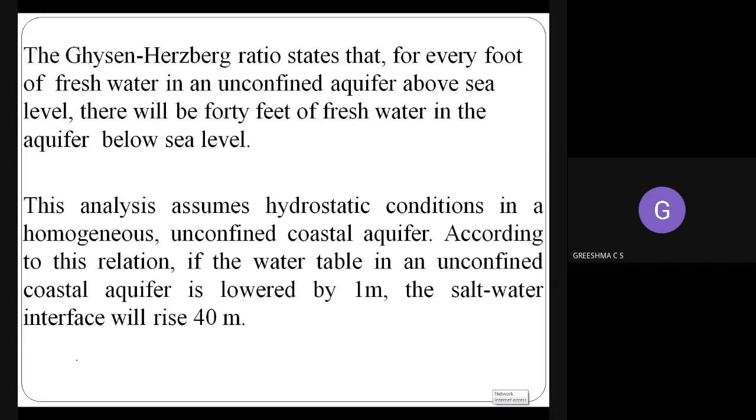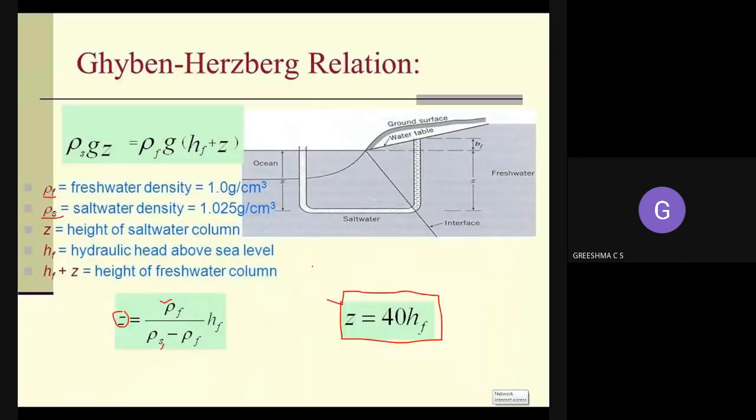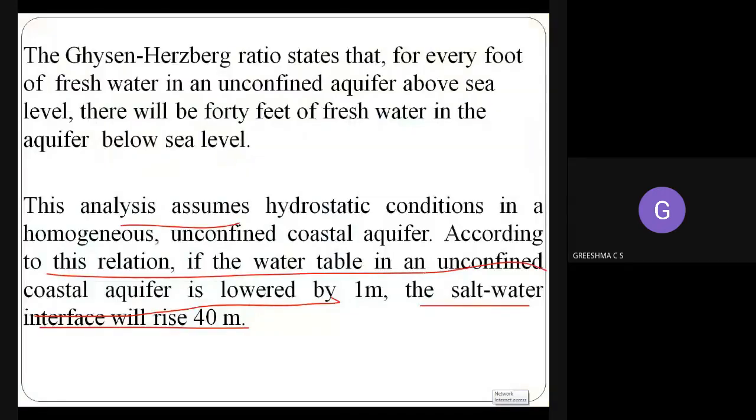The analysis assumes hydrostatic conditions in a homogeneous unconfined coastal aquifer. According to this relation, if the water table in an unconfined coastal aquifer is lowered by 1 meter, the salt water interface will rise by 40 meters. This is the relation we mentioned earlier: Z is equal to 40 h f.